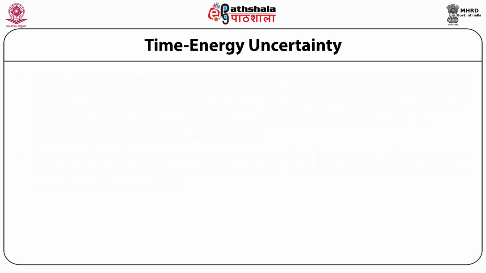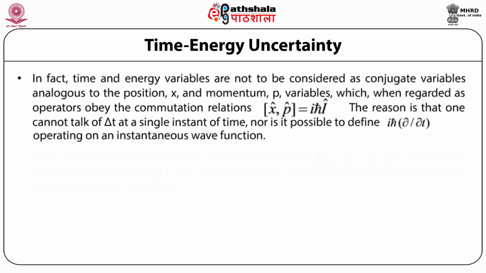In fact, we will see that the time and energy variables cannot be considered as conjugate variables analogous to the position x and the momentum p variables, which, when regarded as operators, obey the commutation relation given by the commutator of operator x and operator p equal to iota times h cross times operator I, which is the identity or the unit operator.